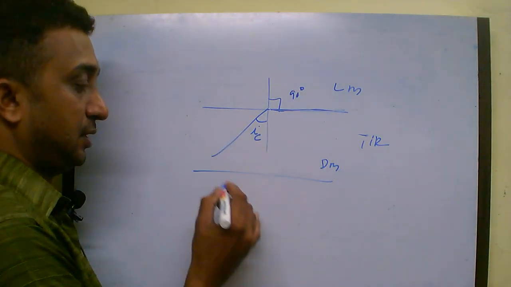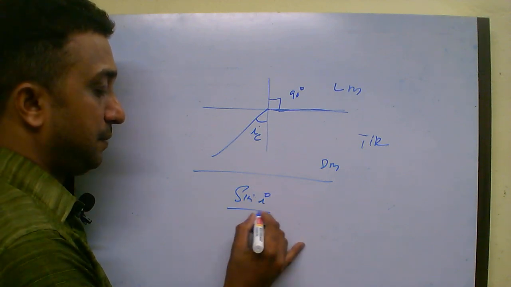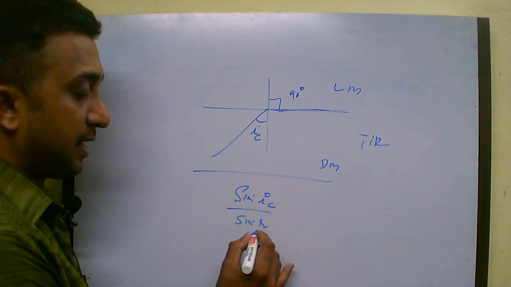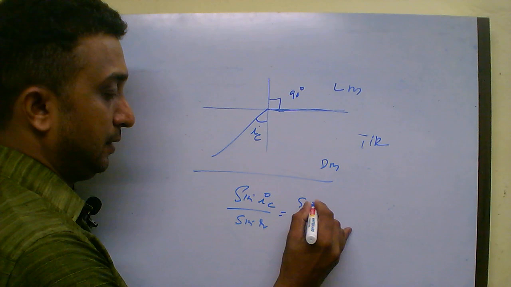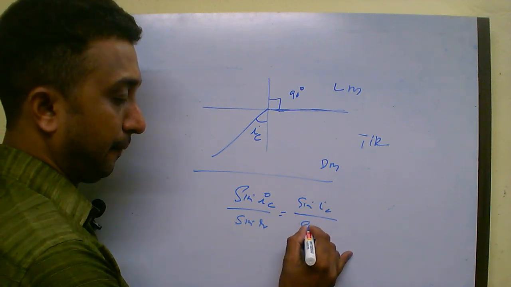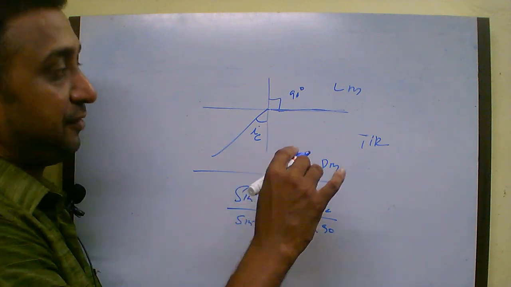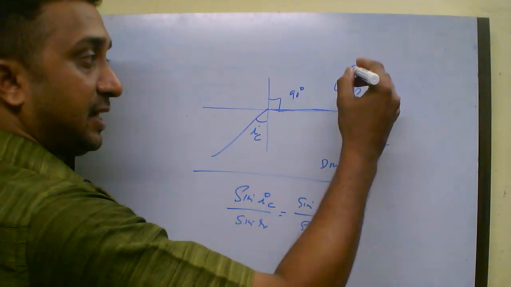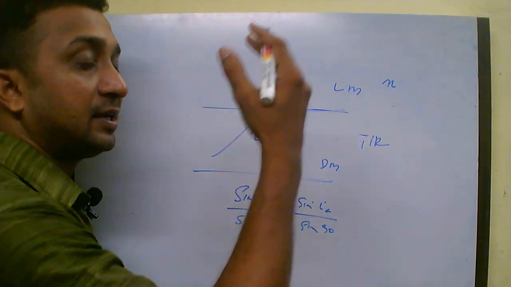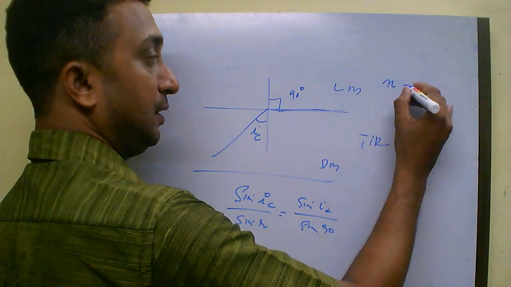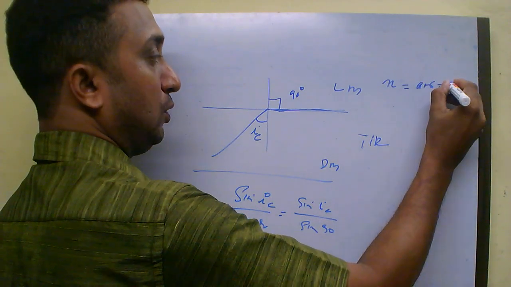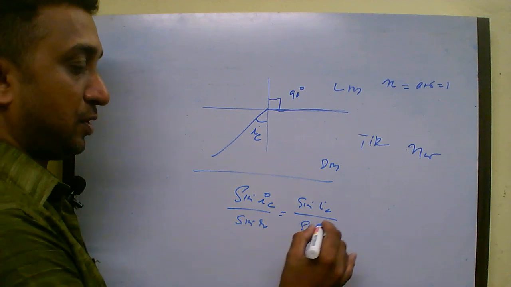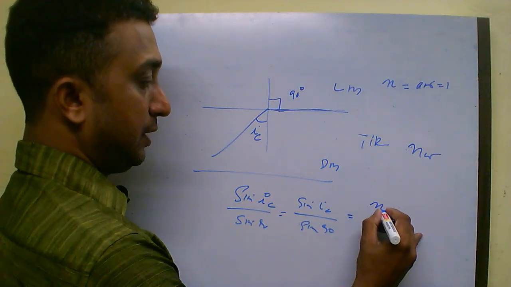Using Snell's law, sin i by sin r, here i is the critical angle and r is 90 degrees. So sin i critical by sin 90 is equal to the refractive index of the second medium with respect to the first medium. The second medium is where the light tries to go, so it is air, and the refractive index for air is equal to 1. Let the first medium be water, and I write it as n_w. So I can write it as second medium by first medium, so n in air by n in water.